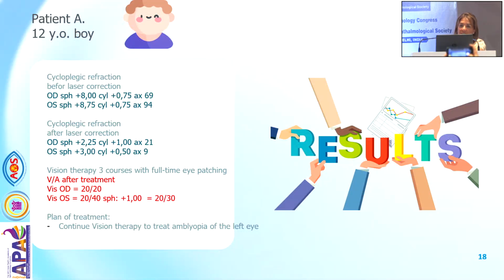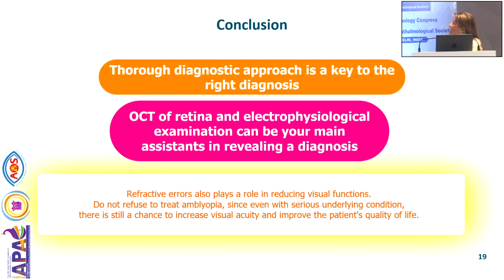There were three 10-day courses during one year. At the end, we got a high visual acuity result. Amblyopia in the right eye was eliminated. The plan for this patient is to continue vision therapy to treat amblyopia in the left eye. And that's it.